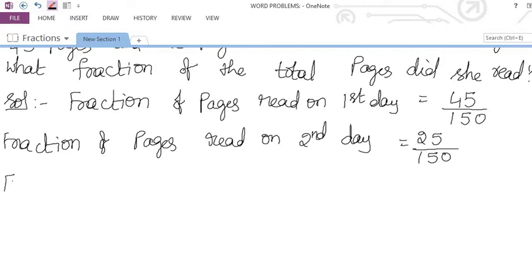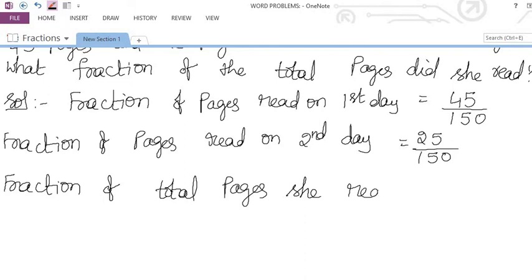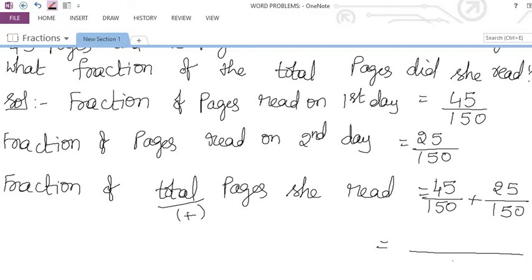So fraction of total pages she read. Total is the word which we use for plus. So I am going to add these two: 45 by 150 plus 25 by 150. As we all know, if the denominators are same, just simply add the numerators. What are my numerators? 45 plus 25.